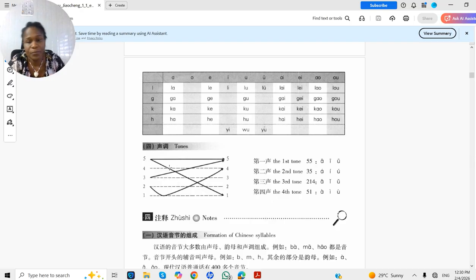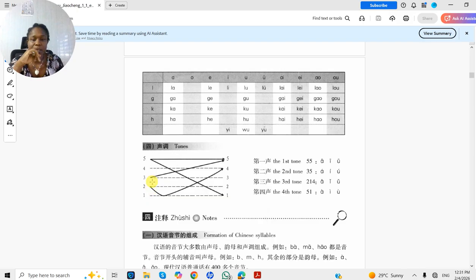As you can see from here, the horizontal tone is 5 to 5. It's horizontal. For example, if I say ma, there's no tone up or down. My voice is just flat. Ma, horizontal. Then the second tone is going to be 3 to 5, meaning up. We're just using these numbers to help you see the direction. 3 going to 5, so it's going up. That's ma, going up.